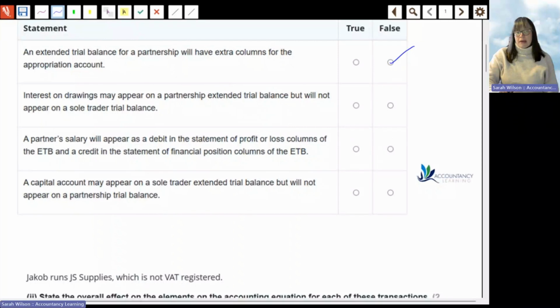Interest on drawings may appear on a partnership extended trial balance, but will not appear on a sole trader trial balance. So this is true because within a partnership agreement, there will be some agreement over what kind of interest will be charged on drawings. But with a sole trader, it's only their own money that's being affected, so that doesn't apply.